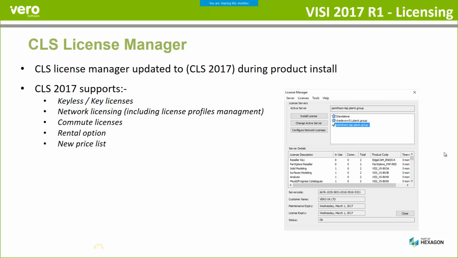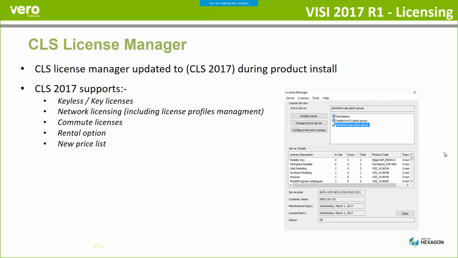So it's been updated, like I say, and this gives us a number of added options really. So within the 2017 we now support keyless and keyed licenses, so network licensing, and this is the management of profiles. So I'll cover this a little more in just a second, but we can now support commuter licenses, rental options, and it now all supports the new price list.